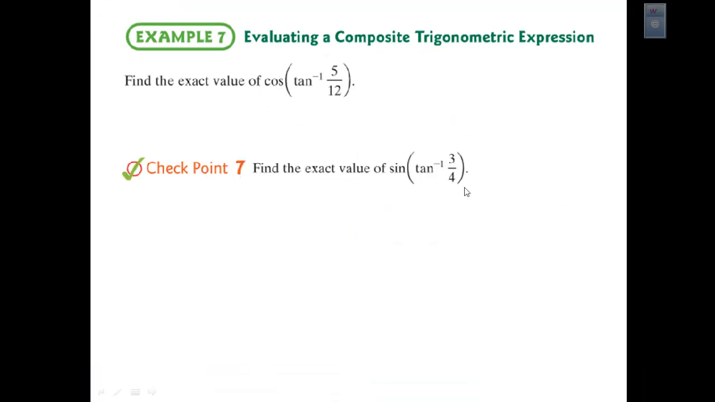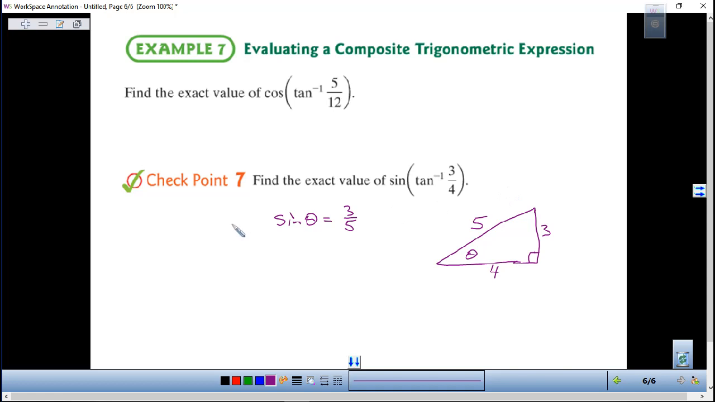All right, you guys try this one and then come back and check your work. Pause the video, work it out, and then start the video back and see if you're right. And I'll show you the answers in 3, 2, 1. All right, so here's the answer.